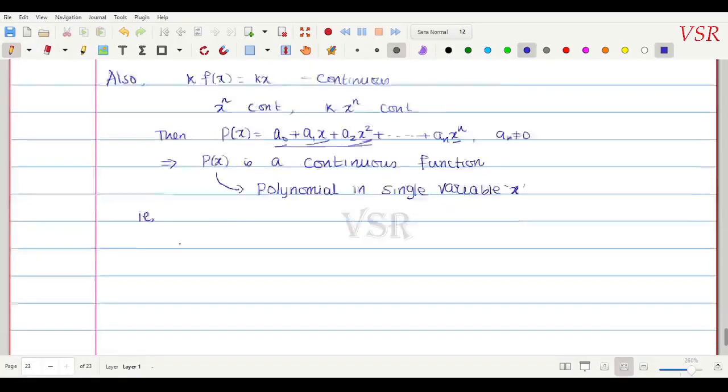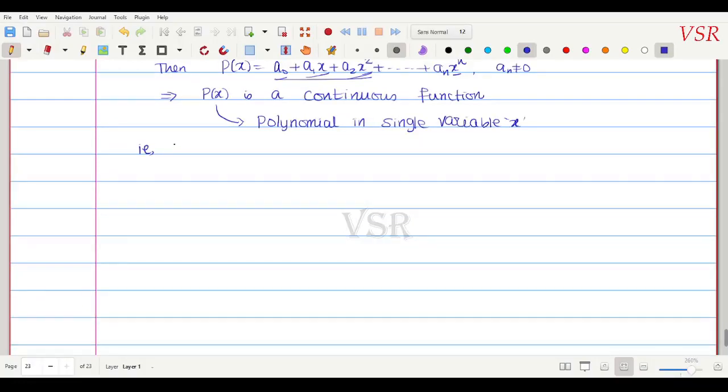Okay, so that is every polynomial in single variable is continuous.